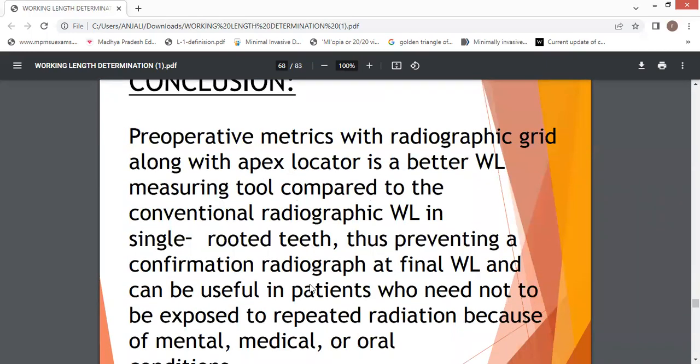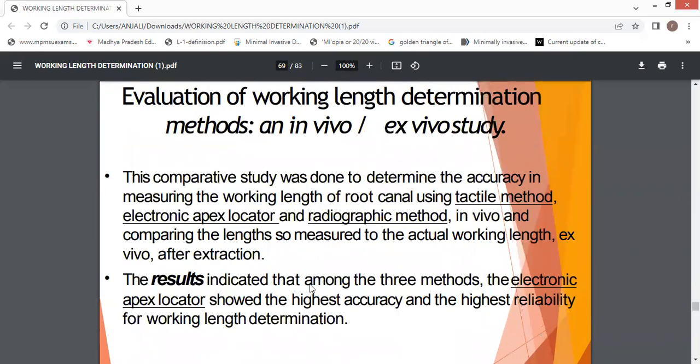Conclusion. Preoperative estimation with radiographic grid along with apex locator is a better working length measuring tool compared to the conventional radiographic working length in single rooted teeth, thus preventing a confirmation radiograph at final working length, and can be useful in patients who need not be exposed to repeated radiation because of mental, medical, or oral conditions.